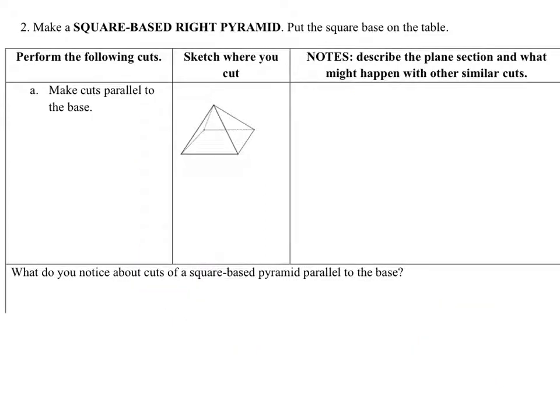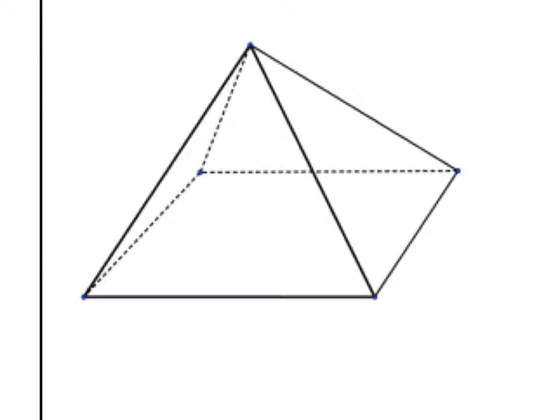What about a square-based right pyramid? Let's make cuts parallel to the base on this one. So if this is my shape, if I was going to cut parallel to the base, then I would need to place my razor blade maybe right here, and then cut straight back. So what would I get by cutting this straight back? Yeah, this is going to be a square. That didn't come out very good, but it is a square.